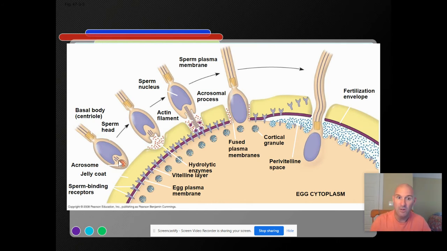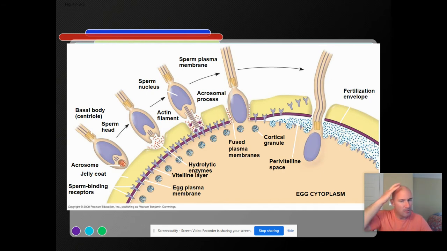Hydrolytic, right? Hydrolysis just means enzymes that digest, that break things down. So it digests the jelly-like structure, giving that sperm access to the receptors. Once it binds to receptors, it can allow the nucleus, the DNA, to enter the egg. And once that happens, fertilization is taking place.